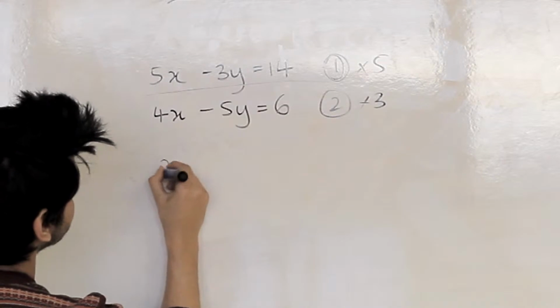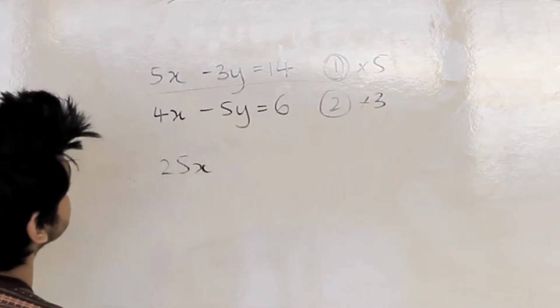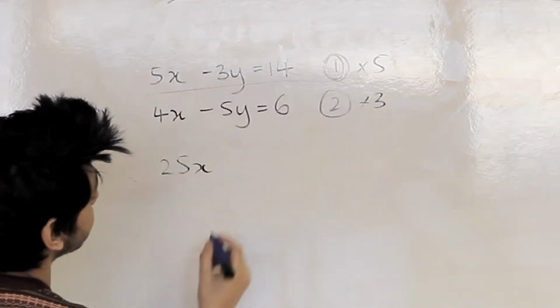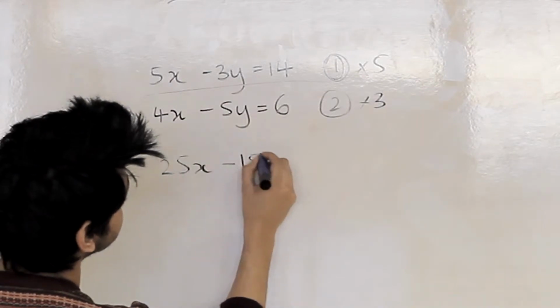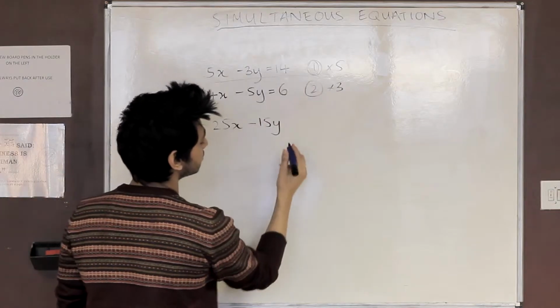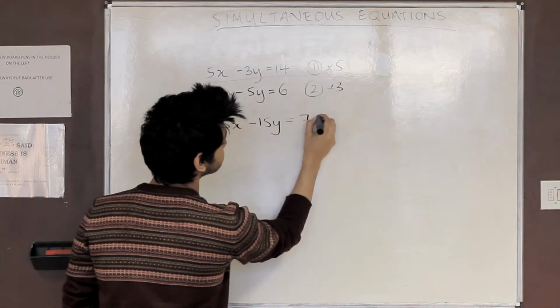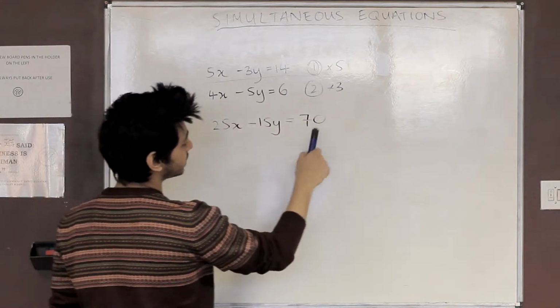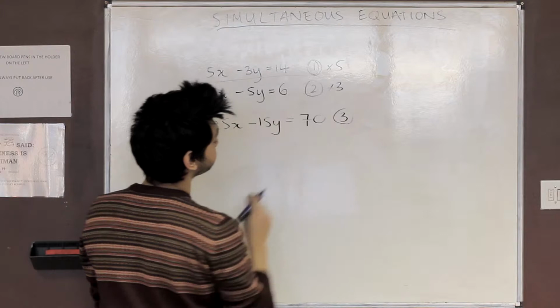Okay? So if we perform this operation to the first equation, we're going to have 5 times 5x gives us 25x. 5 times minus 3y is going to give us minus 15y. 5 times 14 gives us 70. Okay, now I'm going to label this equation as our third equation.